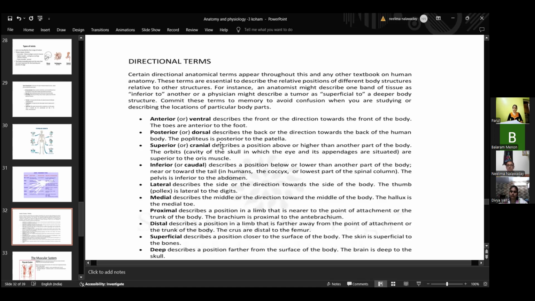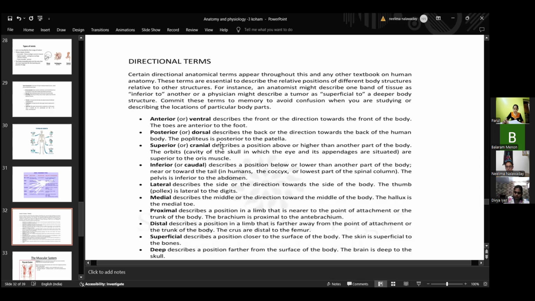So anterior or ventral describes the front, or the direction towards the front of the body. So toes are anterior to the foot, that is anteriorly, the front direction. It is also called ventral. So this front part that we are seeing is called ventral. Then posterior means back, describing the back direction. It is also called dorsal. So ventral, dorsal, anterior, posterior.